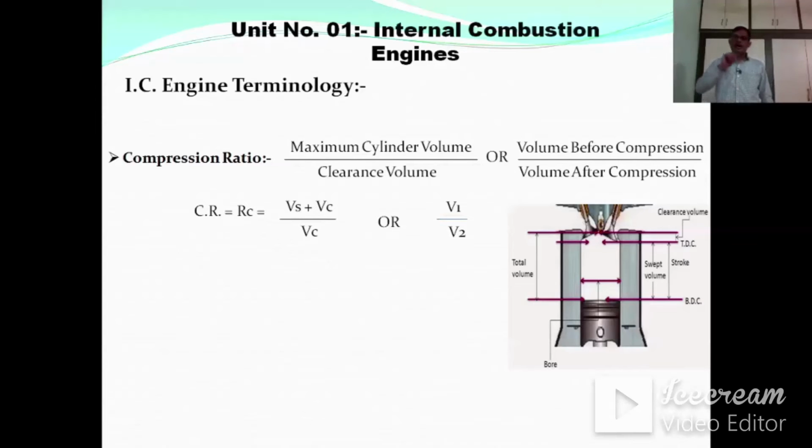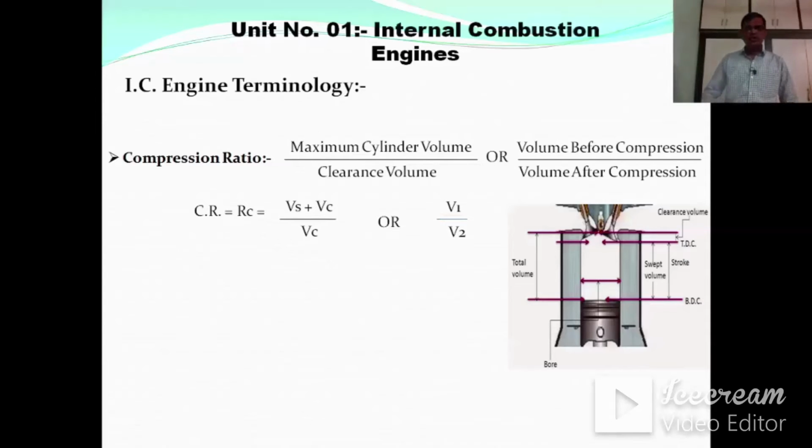The other definition of compression ratio is the volume before the compression to the volume after the compression. Volume before the compression and volume after the compression, the ratio of these two values is called the compression ratio. V1 is the volume before the compression and V2 is the volume after the compression.